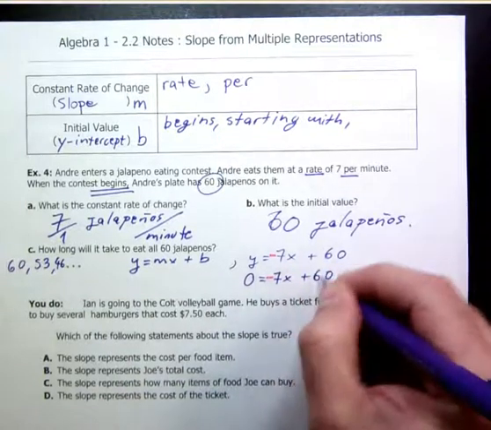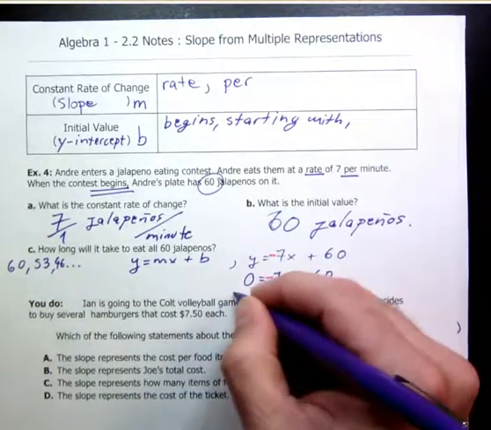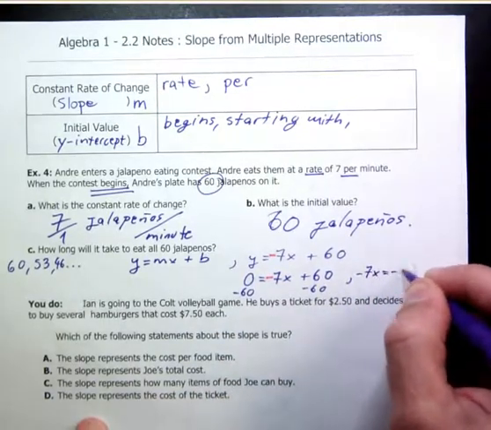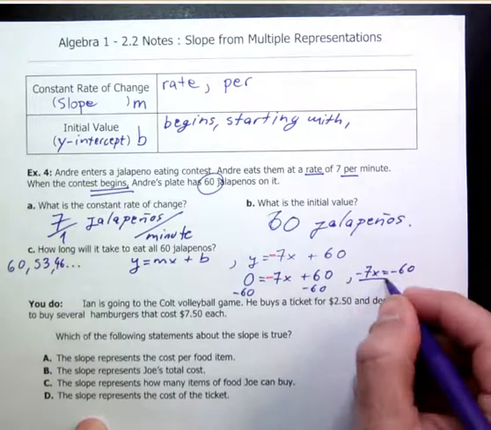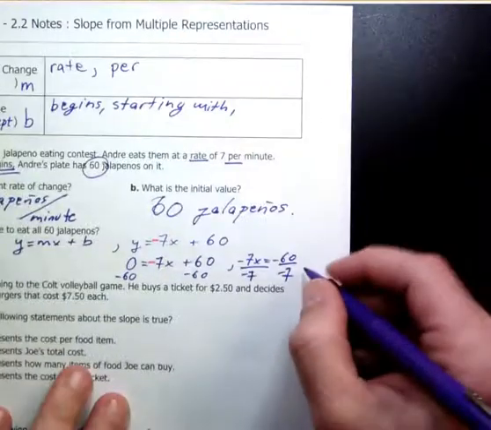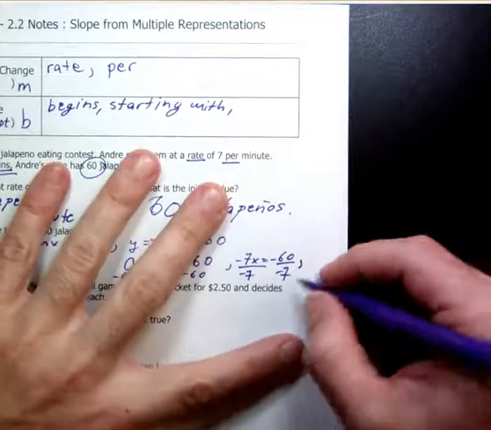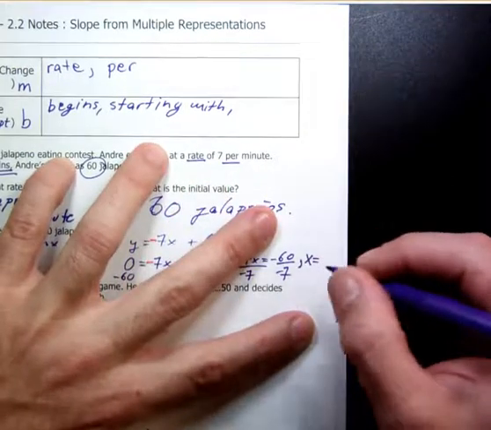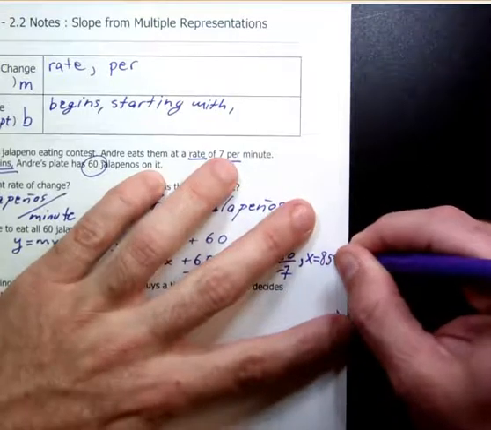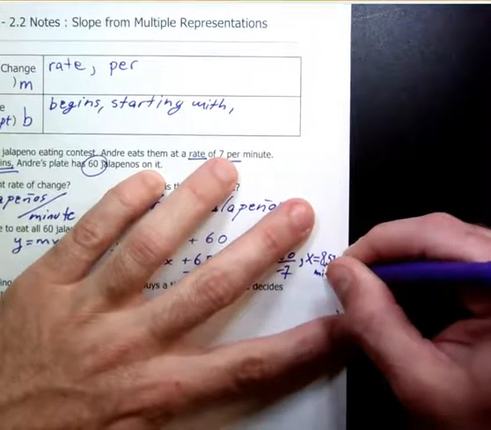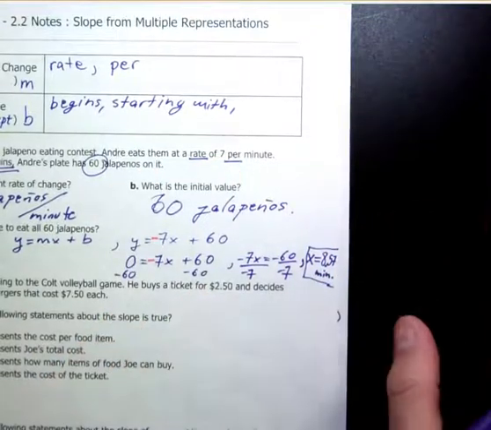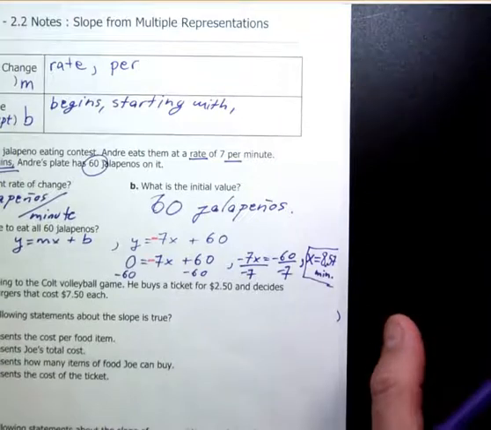So to solve this, I have to subtract 60 from both sides. So we get negative 7x equals negative 60. And my next step is to divide both sides by negative 7. So my x is 8.57 minutes. This is my answer, 8.57.